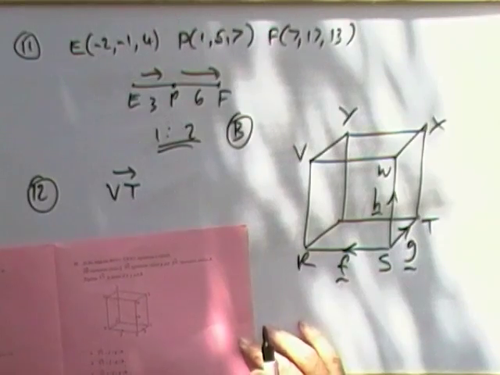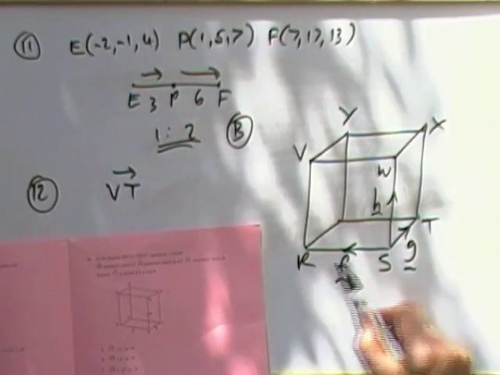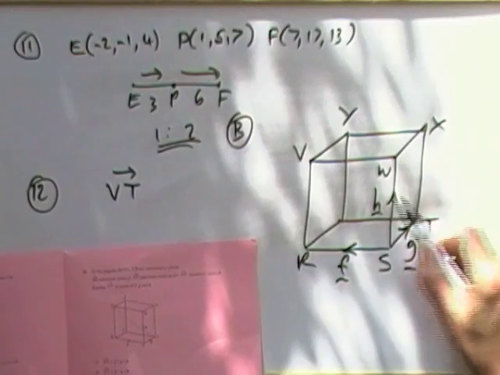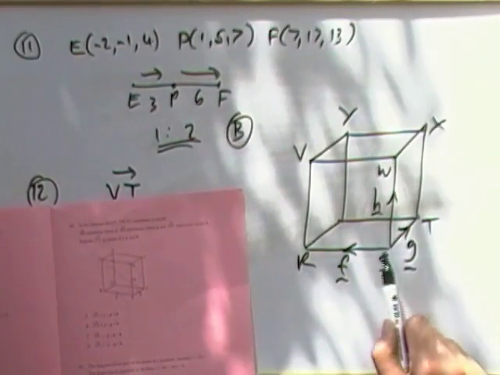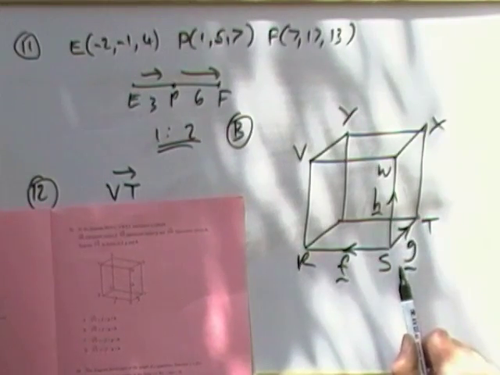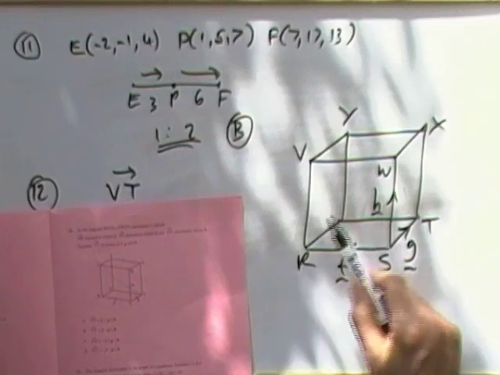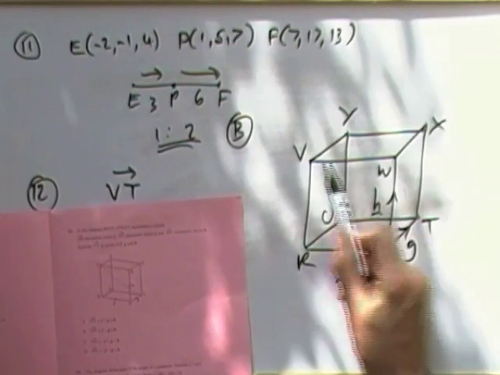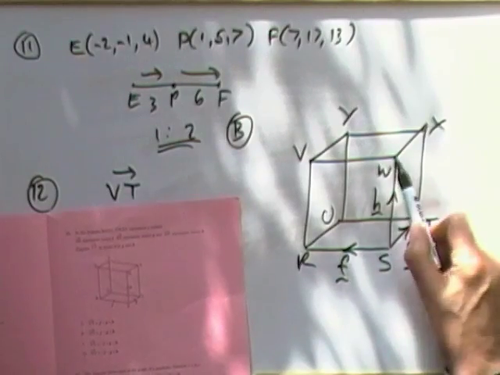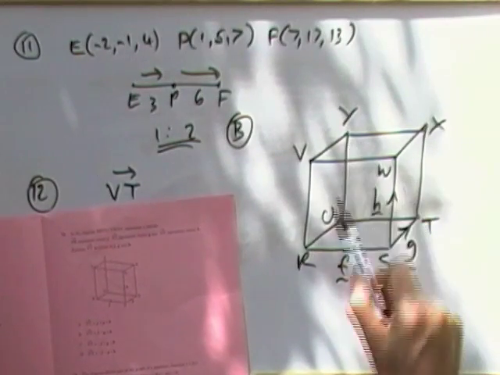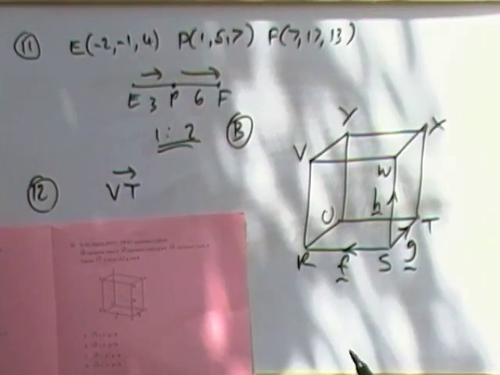So for question 12, there's a cuboid there, and it's giving you the vectors that represent the directions of the 3 edges. Now, vectors aren't unique to any particular position. This vector F that goes from S to R is the same as the one that goes from T to U, or W to V, or X to Y. Same with H. That's just an example of H.